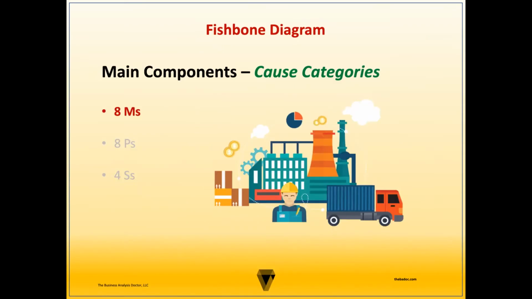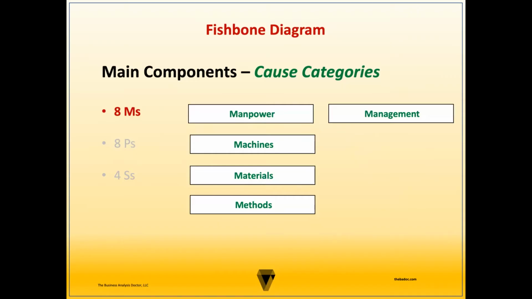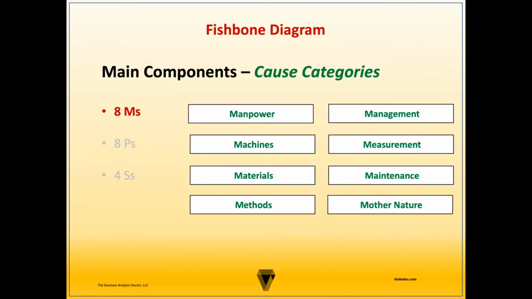The 8Ms categories are applicable in manufacturing and production environments where the focus is on the production process. The categories include manpower, machines, materials, methods, management, measurement, maintenance, and Mother Nature.